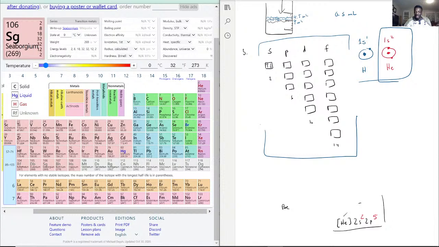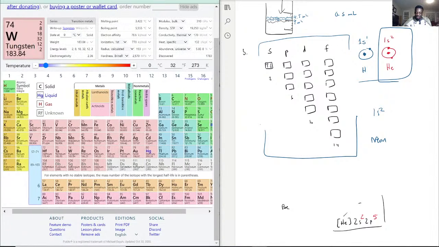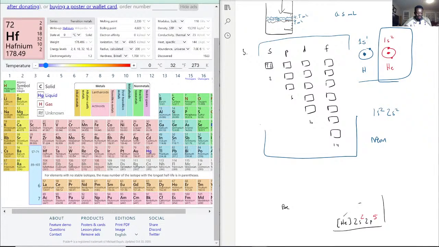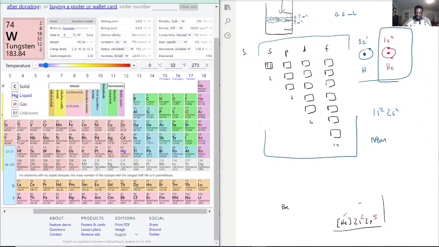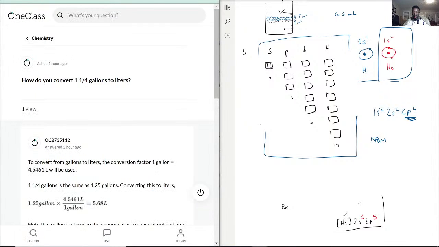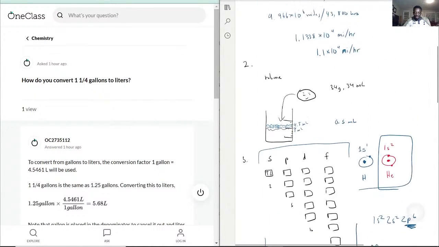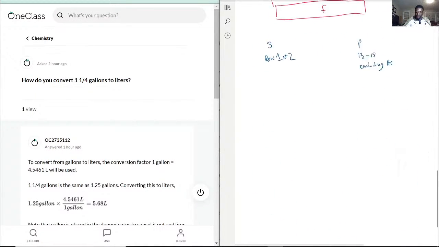And neon, for example, if you want to write the full thing, you will fill up 1s2. This is the last example. I want to make sure we knock this down. It'll be 1s2 completely filled, and then 2s2 because lithium and beryllium are filled, and there'll be 2p6. That is neon. All right. So now that we've hopefully battered that in, let's go on to the next question, please.